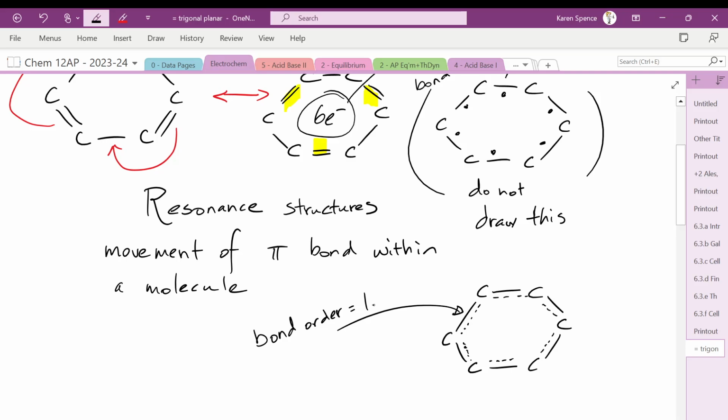And what is the bond order? Bond order is 1.5. Because a single bond order is 1, double bond order is 2, triple bond order is 3. So if you have 3 electrons in that area, you have 1.5.